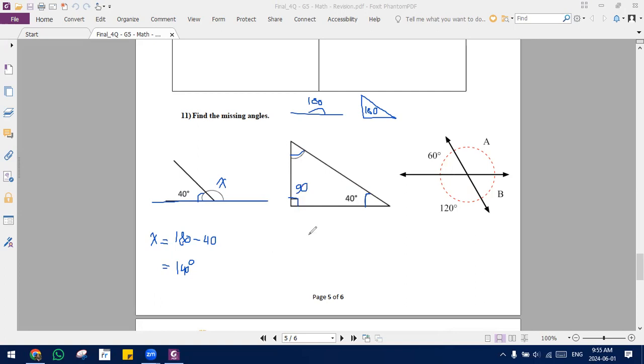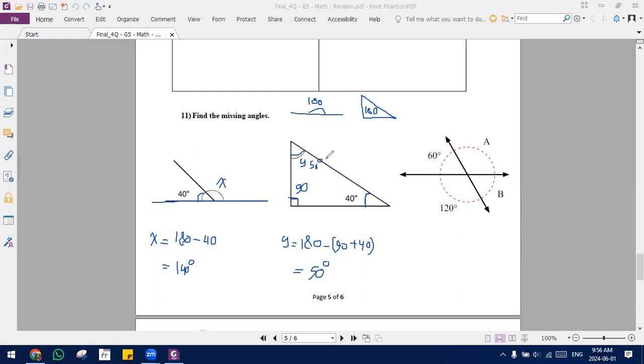So I know that the sum of the angles in the triangle is 180. Let me call it y, for example. So I say y equals 180 minus the other two angles, which is 90 plus 40. So I need to subtract 90 and 40 from the 180, and I will get y. So 90 plus 40 is 130. 180 minus 130, I'll get 50. So this is 50 degrees.